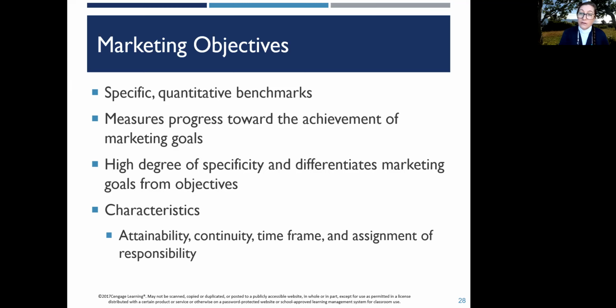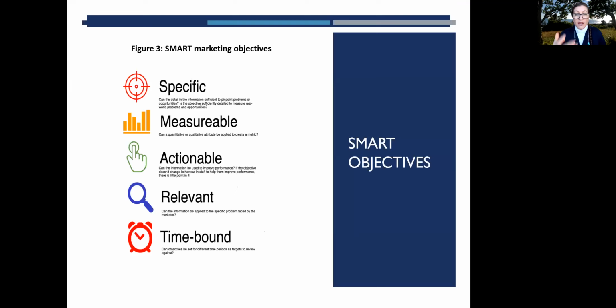Now, marketing goals are broad. Marketing objectives are specific, and they're measurable. And it's this specificity that makes the difference between a marketing goal and a marketing objective, right? So here we've got some elements of what is a good marketing objective. Well, we can use the SMART criteria for that. And SMART criteria is just an acronym for specific. It's got to be specific, right?